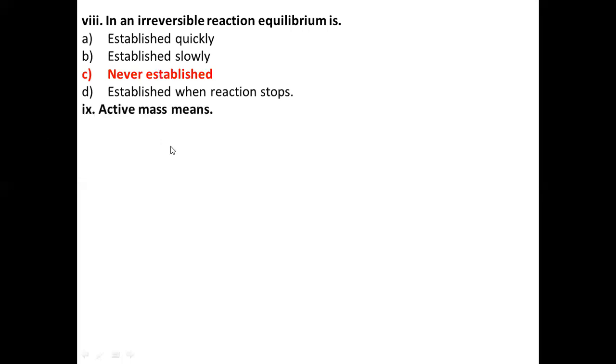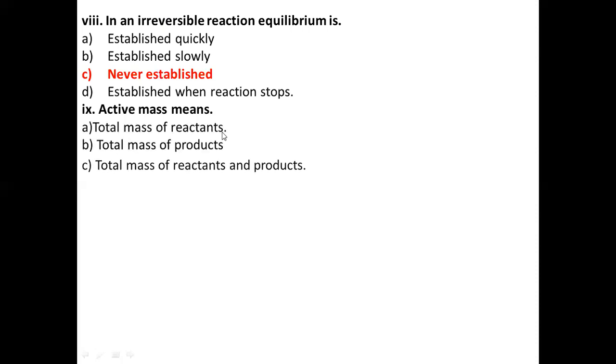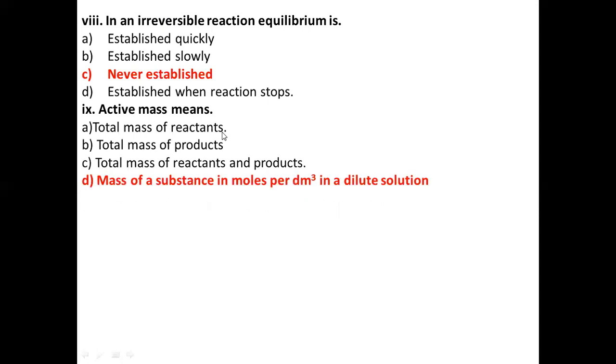Active mass means the total mass of reactants, the total mass of products, the total mass of reactants and products, or the mass of a substance in moles per decimeter cube in a dilute solution. So yes, this is the correct option. Active mass means concentration in moles per decimeter cube for a dilute solution, because we are making the solution in water. So definitely we will add water to it, which will make the solution a dilute solution.